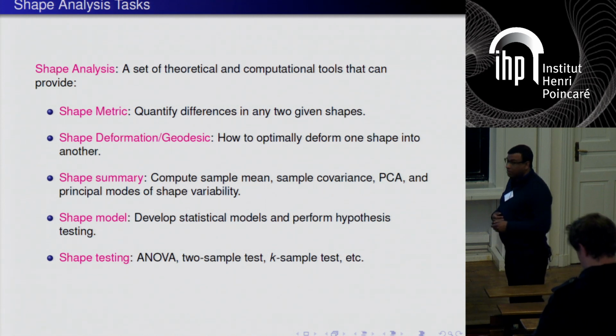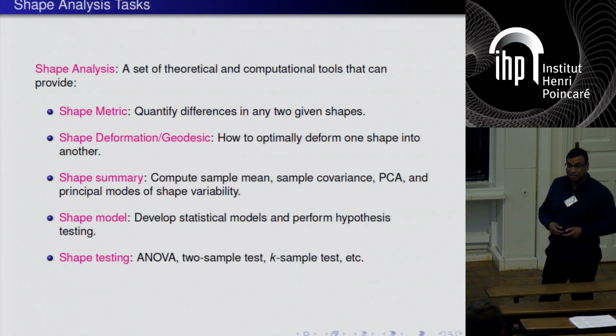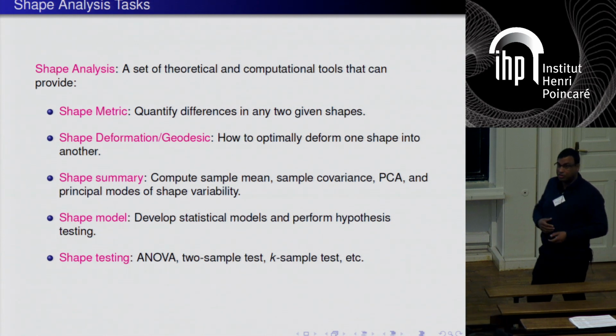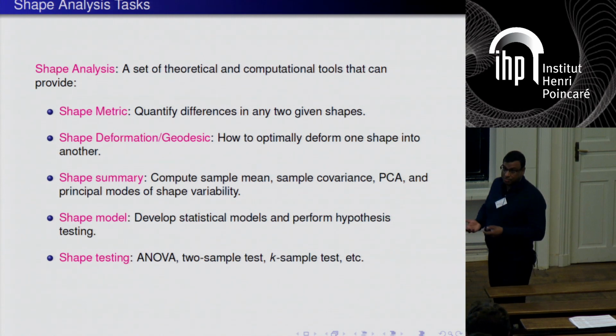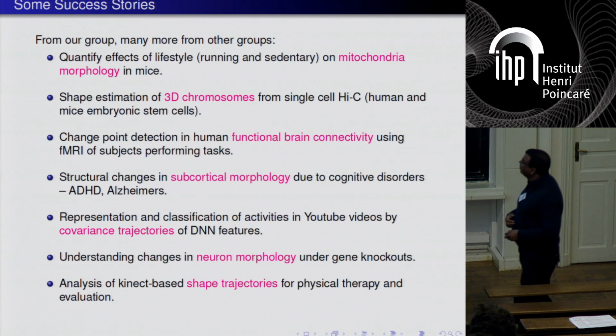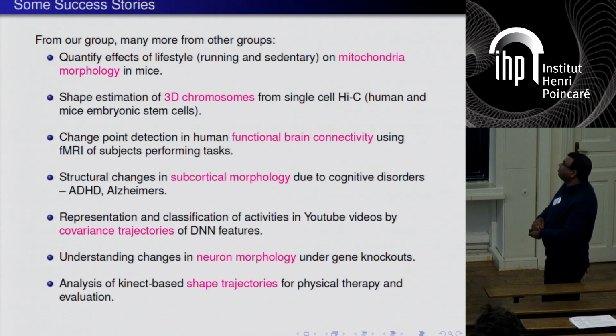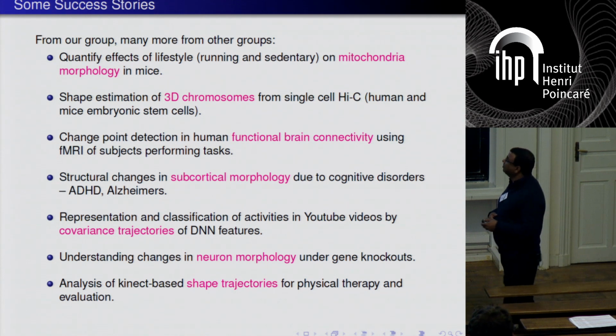So for example, analysis of variance, two-sample test. The classical tests for testing populations in statistics can be brought over to shape spaces and have been brought over to shape spaces. I just want to mention a few of the applications that our group has developed in the past. Some very interesting applications of these ideas.